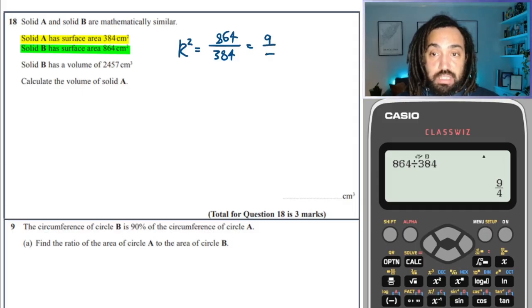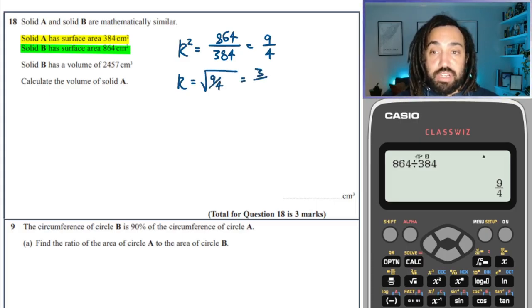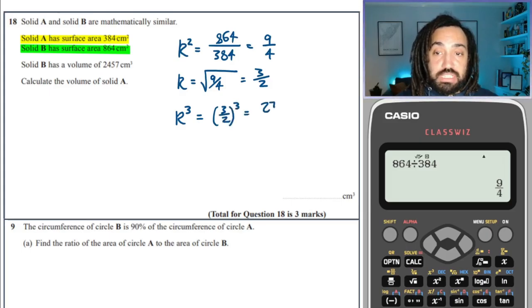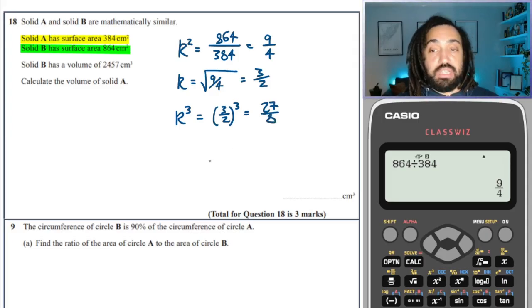Perfect. So if I want to find the length scale factor next, then I have to square root the area scale factor, which gives me 3 over 2. And then if I want to find the volume scale factor, I have to cube the length scale factor, which gives me 27 over 8.